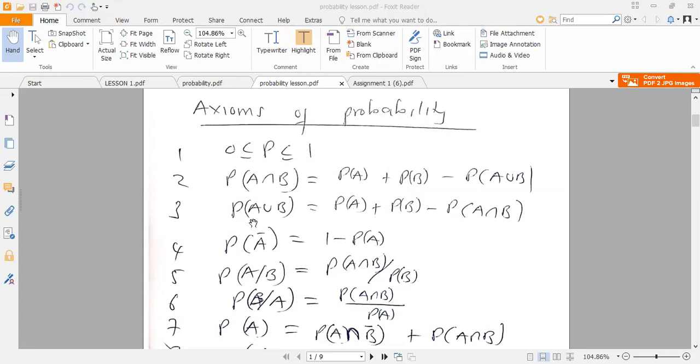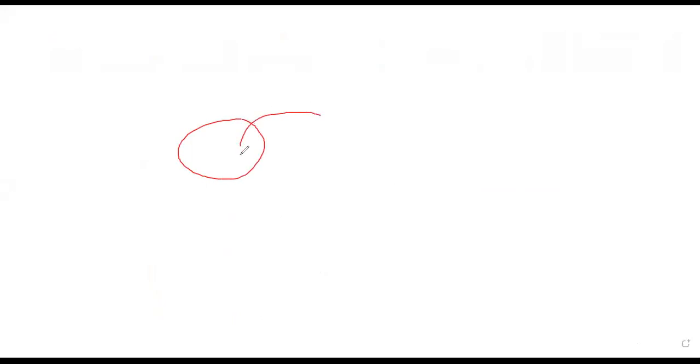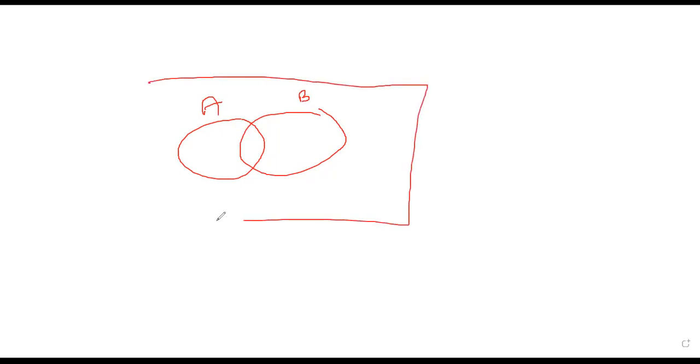Then the probability of A union B is simply probability of A plus the probability of B minus the intersection set. So if you have two sets, set A and set B. So to unite is to add. So A union B, we're simply adding what A has plus what B has, then you subtract what is in between them, what is common.